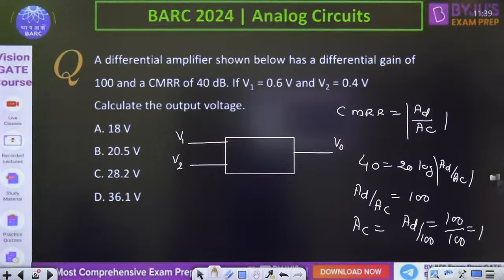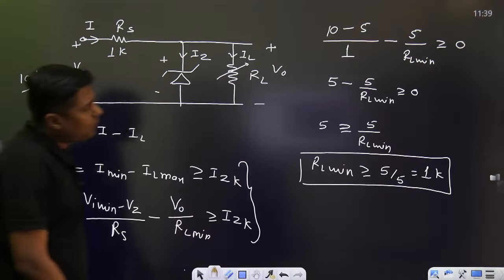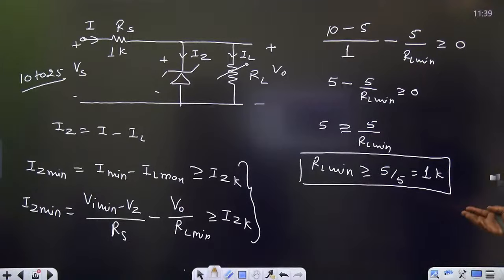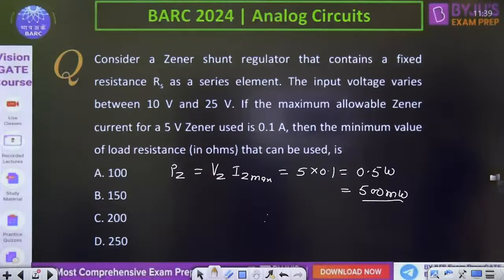Sandeep, in the first question RS is not given, so I have just assumed the RS. You can make a fifth option for that, that is 1 kilo ohm, because RS is missing in this question. Consider a Zener diode shunt regulator.